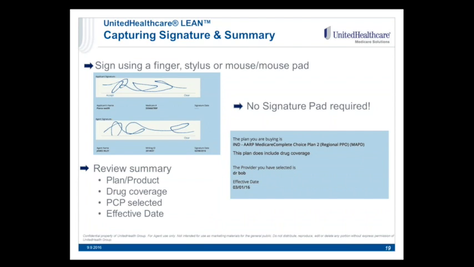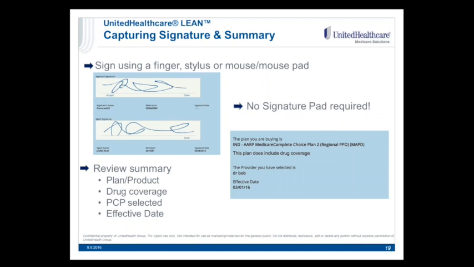Then you use a finger or stylus, mouse pad, whatever method that your device uses to go ahead and do the signature. And again, go back to the plan you are buying, and verify the plan information is correct. Verify whether or not it includes drug coverage. Because if somebody does not have drug coverage and they needed drug coverage, this is going to cause a lot of problems for the entire year.